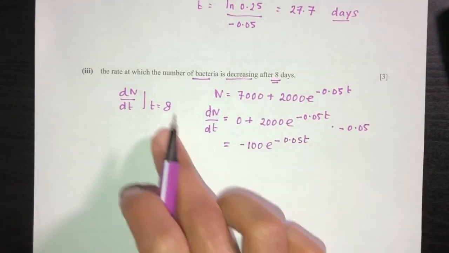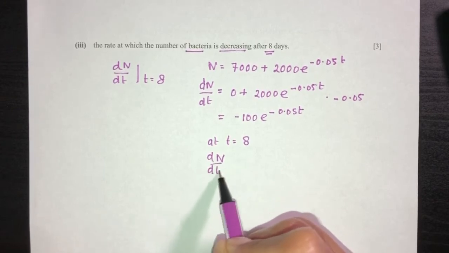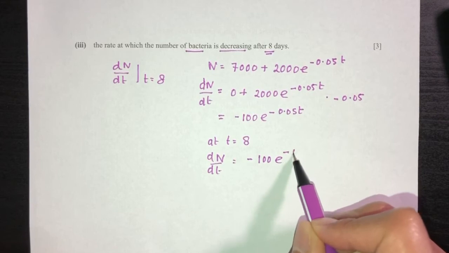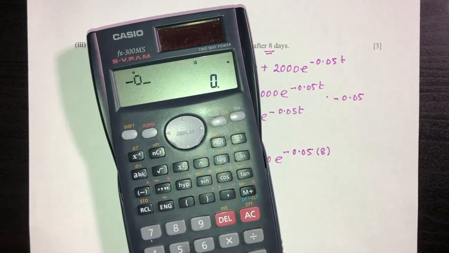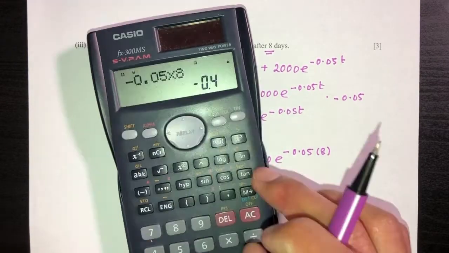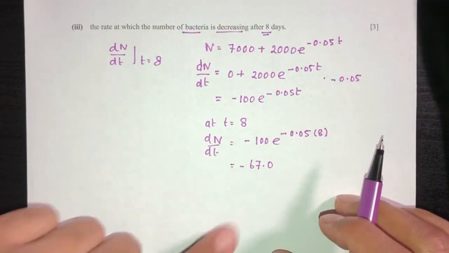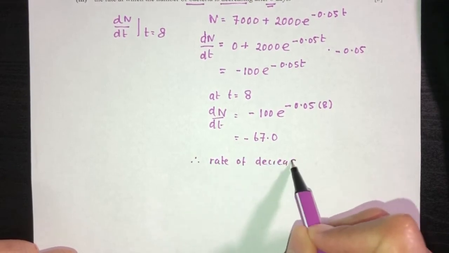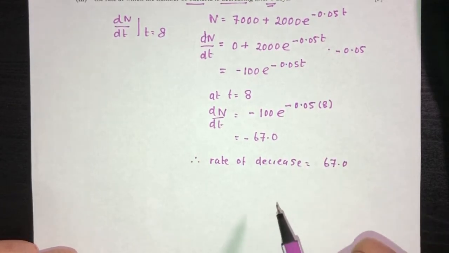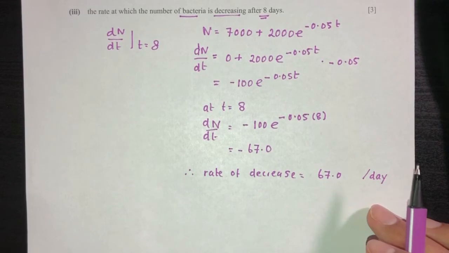So now we have to replace the value of t by 8. At t equal to 8, dN by dt is equal to minus 100 exponential minus 0.05 times 8. So let's do that. Minus 0.05 times 8, exponential of the answer times minus 100. That will be minus 67.0. That will be your rate of increase. And now the rate of decrease is equal to 67.0 per day. That will be your rate. Okay, so that will be your question number 4.